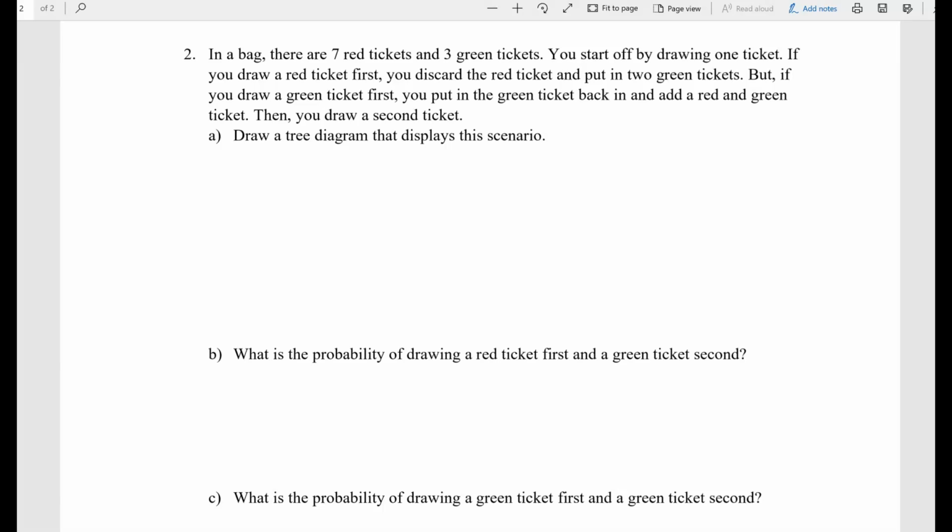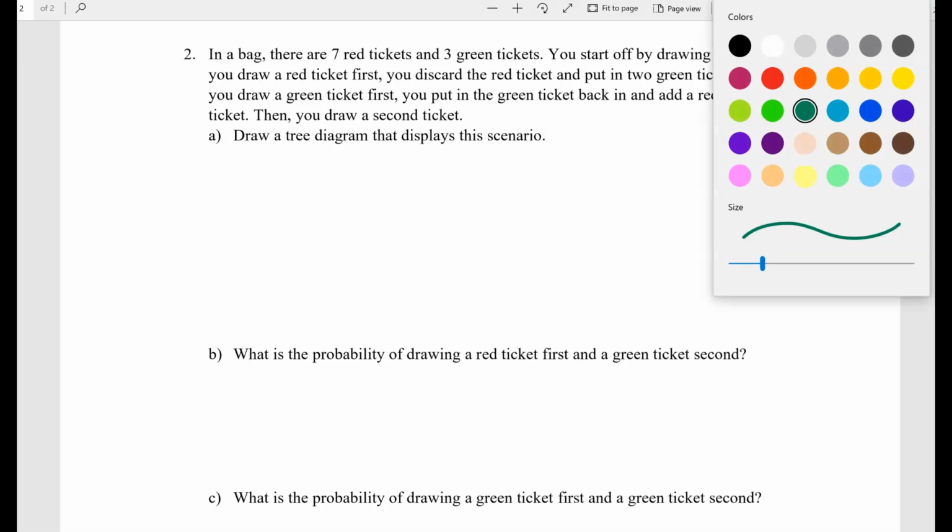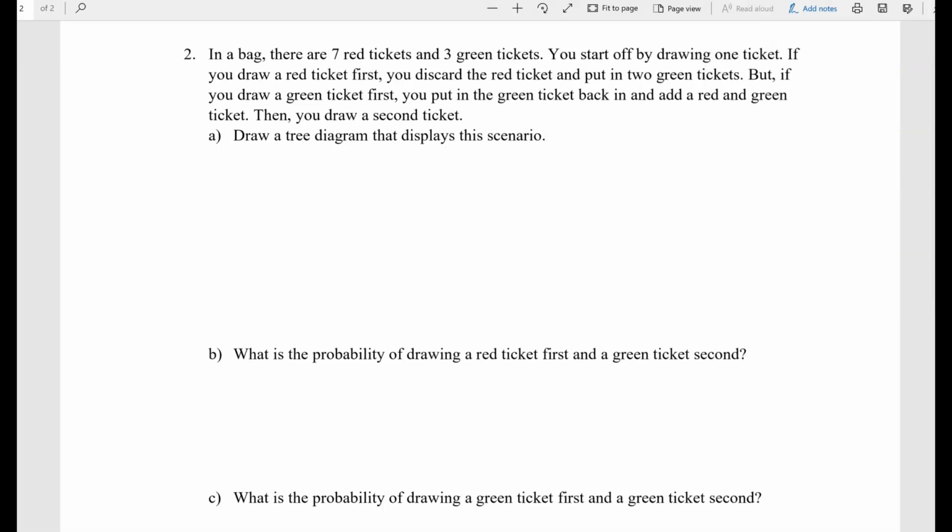Okay, so there's a lot going on here, and it's really easy to confuse all of this. So you have to take it one step at a time. Part A says, draw a tree diagram that displays the scenario. So let's start off by drawing everything that we know. We're going to draw our tree diagram, and we're going to have 2 other things occurring.